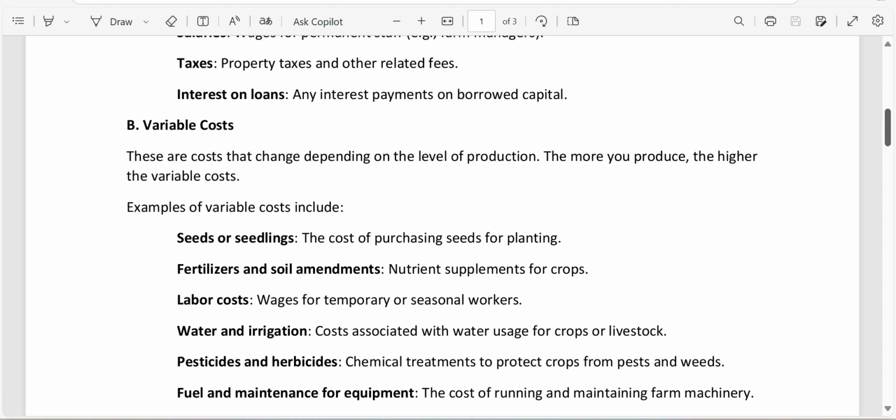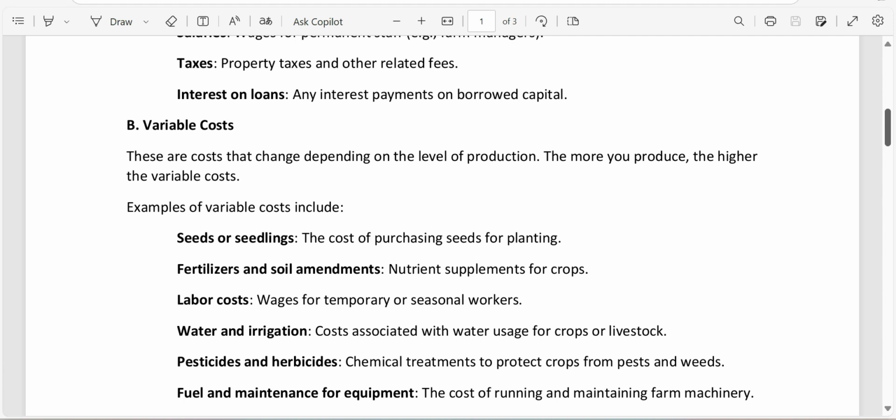B. Variable costs. These are costs that change depending on the level of production. The more you produce, the higher the variable costs. Examples of variable costs include seeds or seedlings, the cost of purchasing seeds for planting. Fertilizers and soil amendments, nutrient supplements for crops. Labor costs, wages for temporary or seasonal workers.